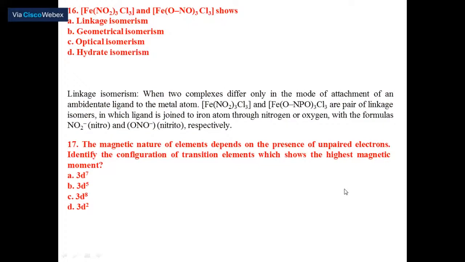Just by observing, we can say the answer. What is the answer for this then, students? A. Answer is A. Very good.